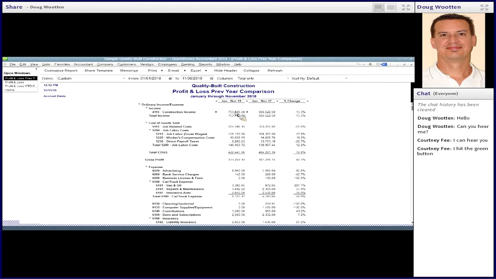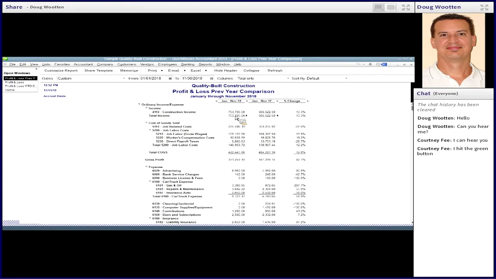So I look at this report and how is this useful to me? All right, again, I'm looking at revenue through this year, the first 11 months of this year versus the first 11 months of last year, and I see that I'm up 13.3%. That's good. Again, same information.